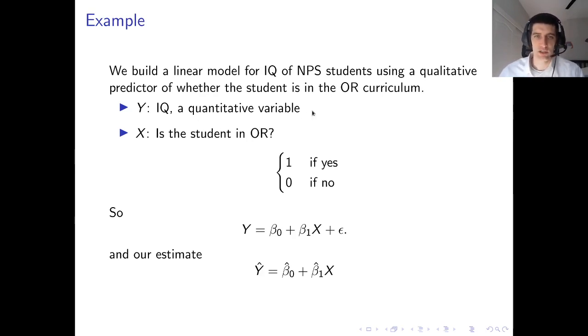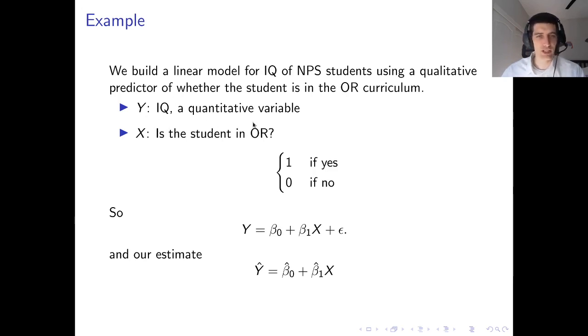This is kind of quaint, but what we want to do is build a linear model for the IQ of MPS students using a qualitative predictor of whether the student is in the OR curriculum. I know I have a lot of students joining this class from the math department, so I don't mean to roast any math students here; this is just a home team kind of question. The response variable is going to be y. This is quantitative: it's IQ, intelligence quotient.